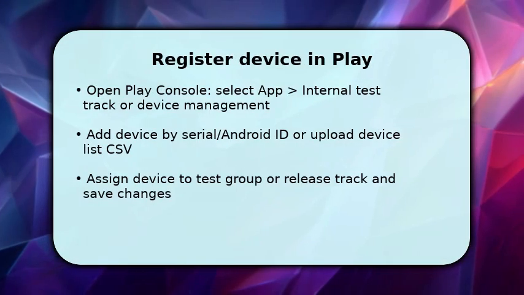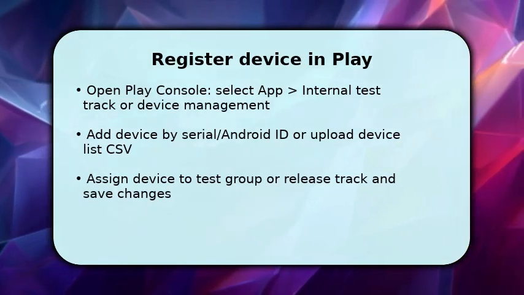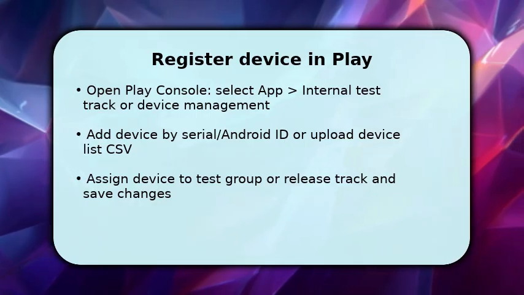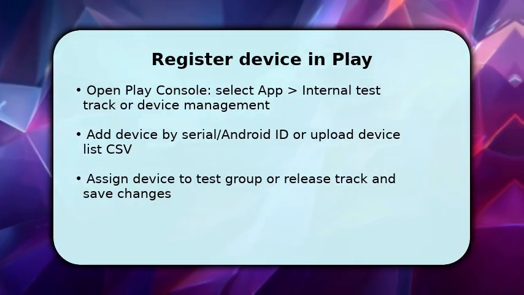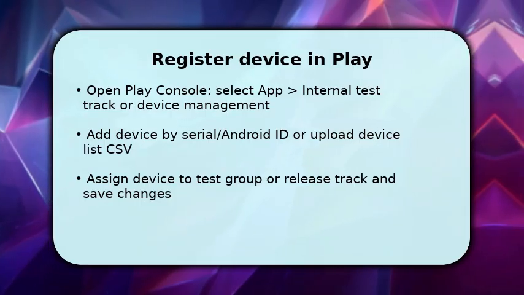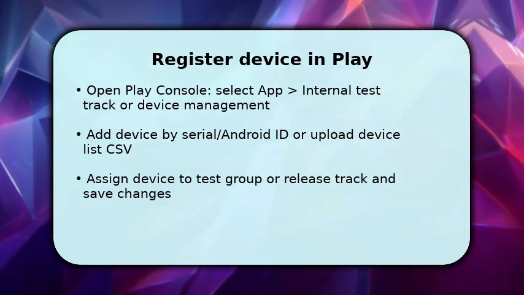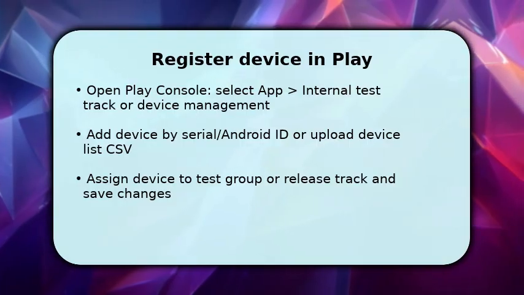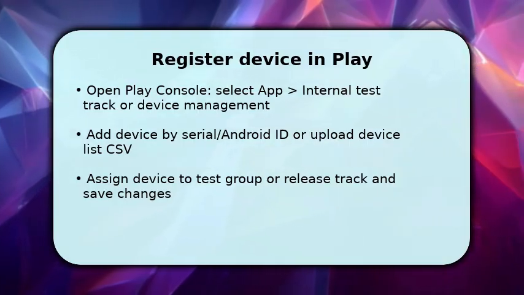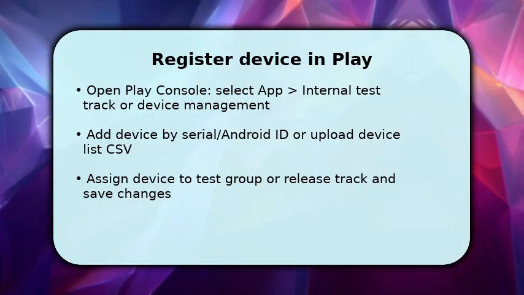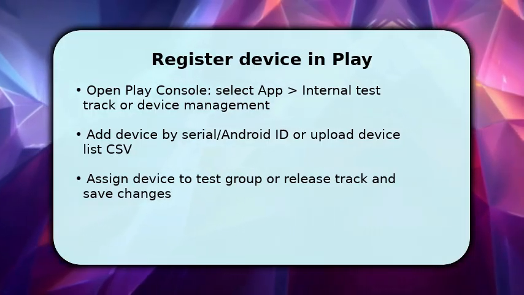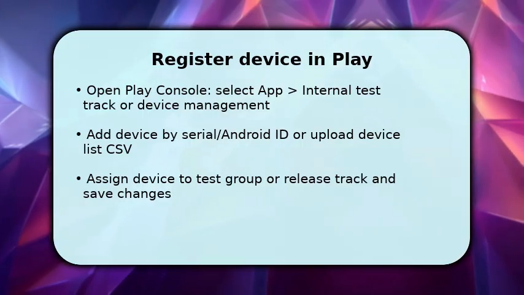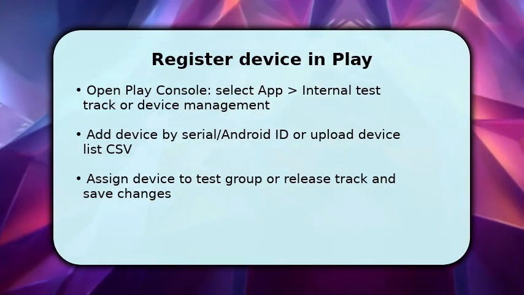Now you add the device inside Google Play. Open Play Console, choose your app, and go to the Testing or Device Management area. Use internal testing for quick access. Enter the device identifier manually or upload a CSV with multiple IDs to register many devices at once. Once devices appear, assign them to a test group or specific release track so they can access your app.